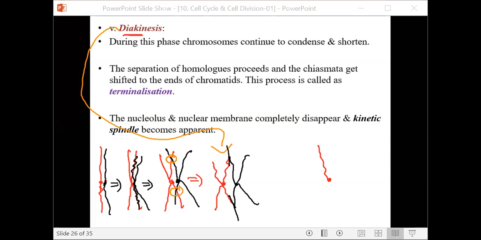Okay, somebody got blocked out. So they separate at the terminal part over here, and as it reaches the end part, that is called terminalization, and they separate from each other. Then the nucleolus and the nuclear membrane completely disappear at this stage, marking the completion of prophase, as you remember from mitosis. And the spindle becomes apparent. The centrioles have reached the polar ends and are releasing the aster, taking an aster-like appearance. The spindle fibers are released to attach to the centromere.